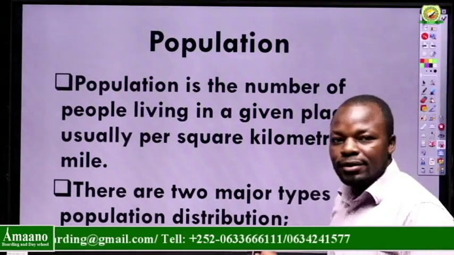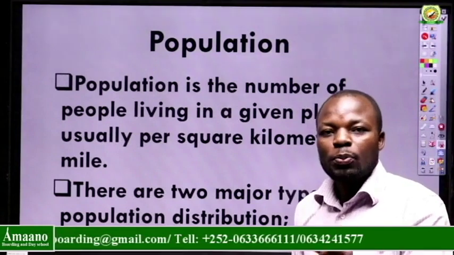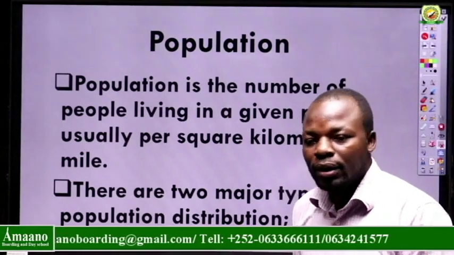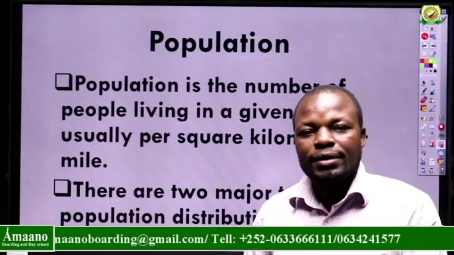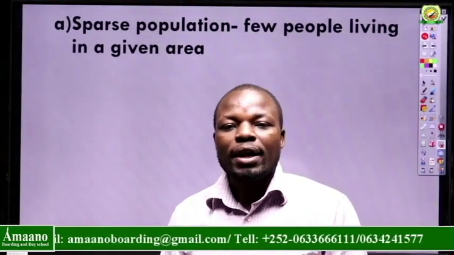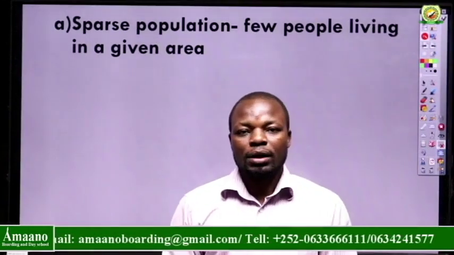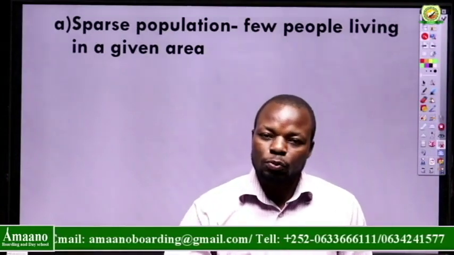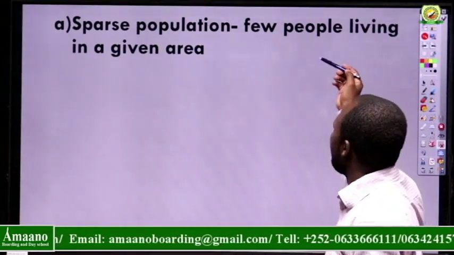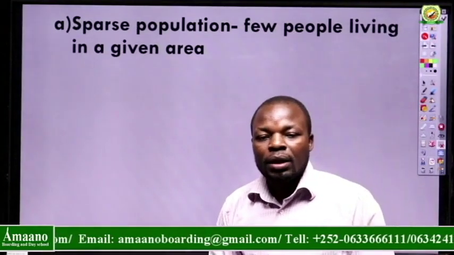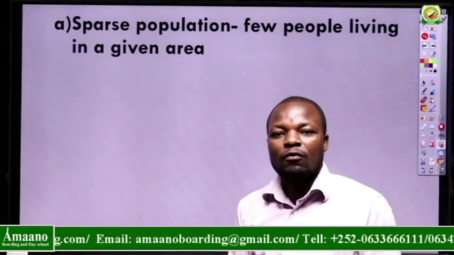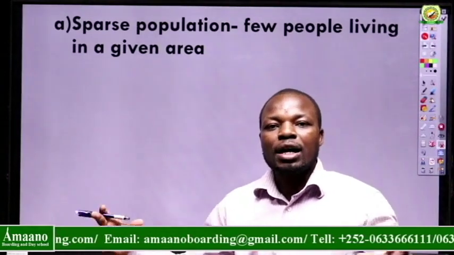Good. Also, like I said before, there are two types of population. Now, any guess? These two types of population, one is sparse population and the other one is dense population. When you talk about sparse population, it is a population where there are few people living in a place. We call that type of population sparse population. So sparse population is where few people live in a given area. The picture I'm going to show you shows what we refer to as sparse population, where we only have very few houses, very few people living in a large given area.